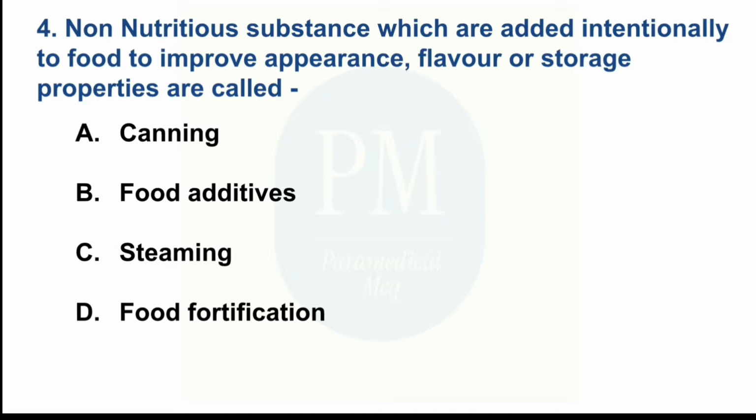Non-nutritious substances which are added intentionally to food to improve appearance, flavor or storage properties are called option A. Canning. Option B. Food additives. Option C. Steaming. Option D. Food fortification. The correct option is option B. Food additive.